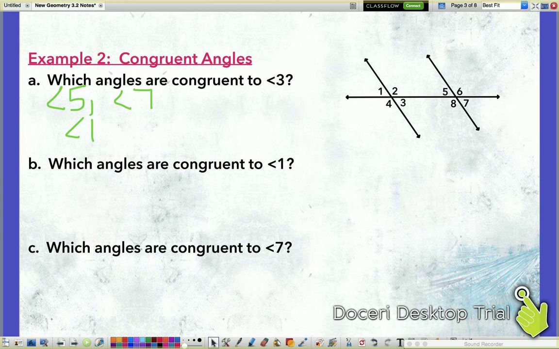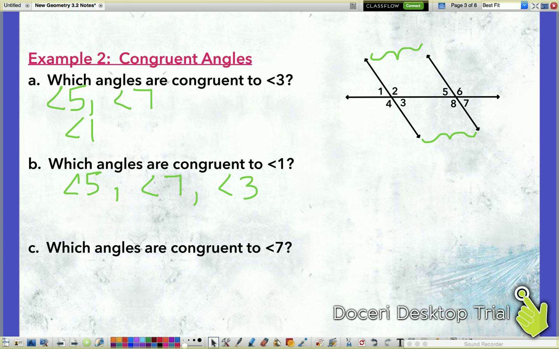What about number 1? What angle corresponds with 1? What's a corresponding angle with 1? That would be angle 5. 1 is on the outside of the parallel lines, so remember, that would be an exterior angle. The alternate exterior angle would be angle 7. Those would be congruent. And then what about 3? Because 3 is a vertical angle to 1. So those 3 angles are congruent.